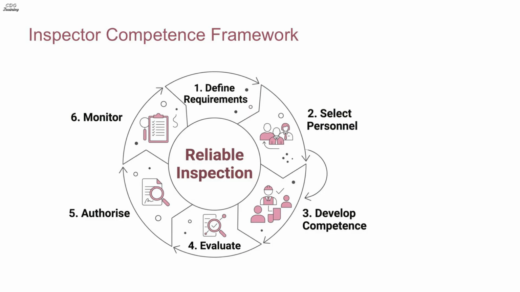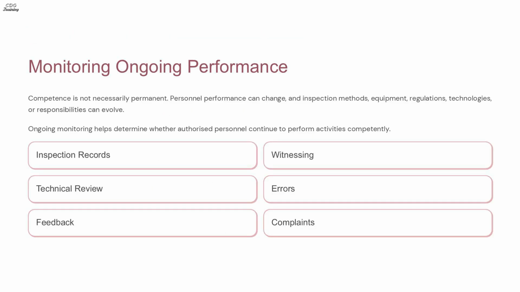The inspector competence framework involves defining requirements, selecting personnel, developing competence, evaluating, authorizing, and monitoring. This cycle ensures reliable inspection by maintaining a continuous focus on competence. Competence is not necessarily permanent.